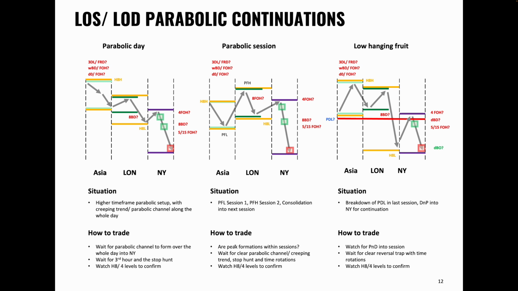How do you trade that? As I said, you track if the peak formations are within the session. You really want to see a clear parabolic channel. So here, then in the New York session, you want to see the creeping trend, parabolic channel, descending triangle. So really a parabolic pattern, potentially a stop hunt with time rotations. That can also be then a 4-hour fake out high. The 8-hour doesn't work, of course, because it's up here. Then it's not a parabolic session setup anymore, because then it says 3 sessions of rise. Also nice, but that's a different setup.